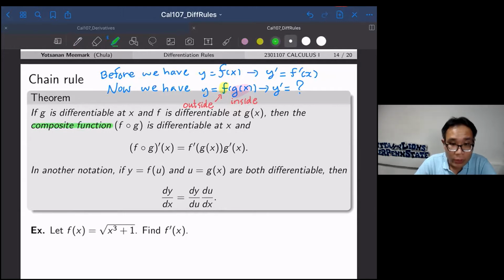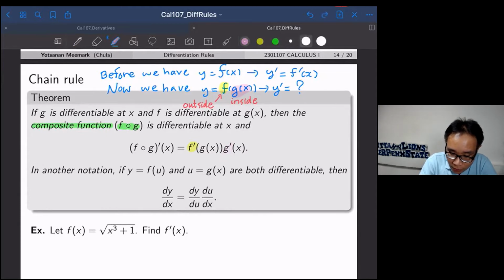And in notation, if you recall from high school, this turned out to be f circle g. So the notation that we use is f∘g. So we'll be able to find the derivative of this composite function. And the formula to find the derivative of the composite function turned out to be just: you differentiate the outside, multiply with the derivative of the inside. So you have the derivative of the outside multiplied with the derivative of the inside.